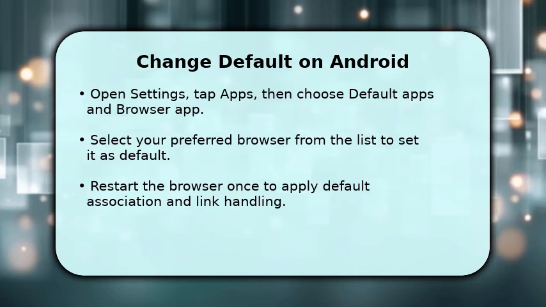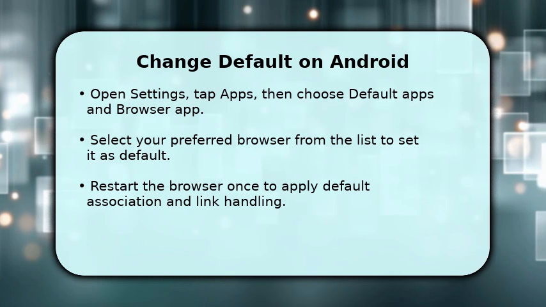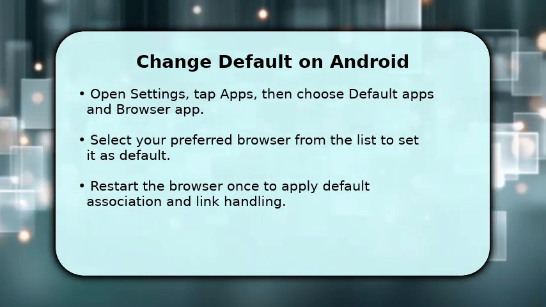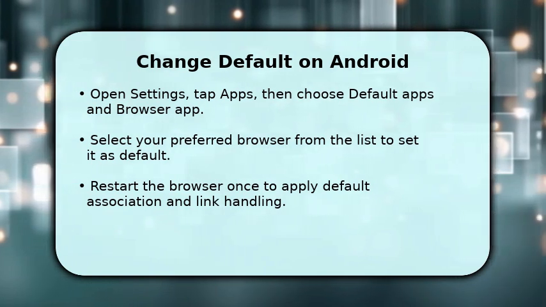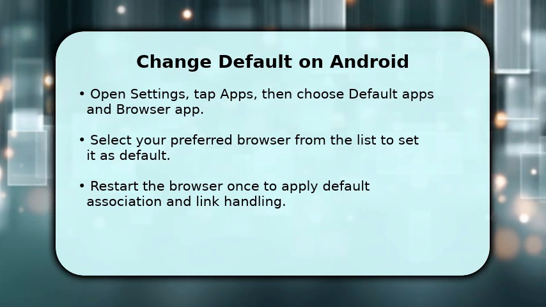Open Settings and tap Apps to view installed applications on Android. Next, tap Default Apps to reveal system-level defaults and defaults for web links. Then tap Browser App to view the list of available browsers. Choose your preferred browser from the list to set it as the default handler.